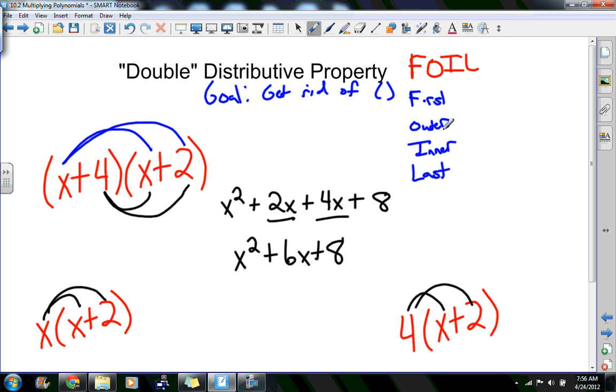Now, first, outer, inner, last, or FOIL means you take the first 2 terms, 1, 2, and you multiply them together. You take the outer terms next, which is here, and multiply them together. Then you do the inner terms, here, and multiply them together. And then the last terms, here and here. Okay? I don't like the FOIL method because you're doing the exact same thing as taking every term in the first and multiplying it by the second. But if you think the FOIL method makes sense, easier to remember, by all means, go ahead and use that.